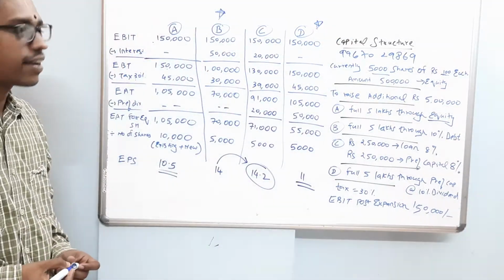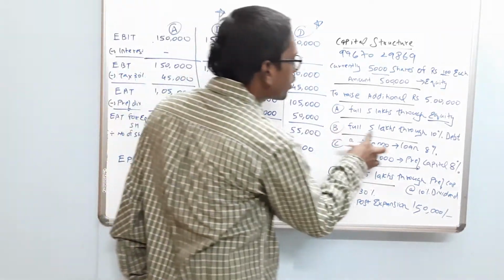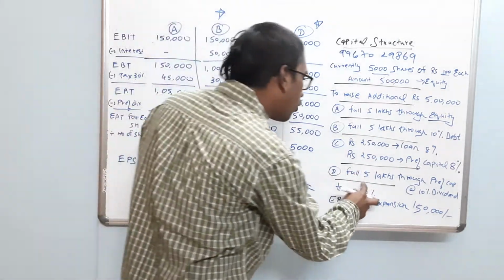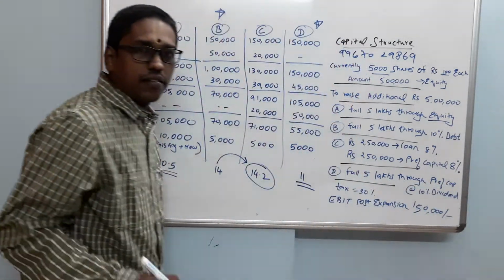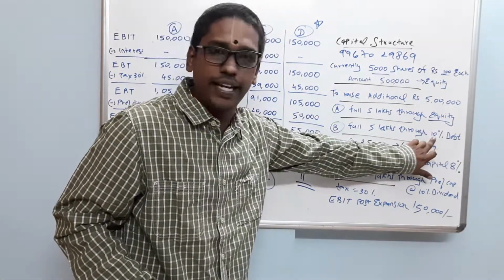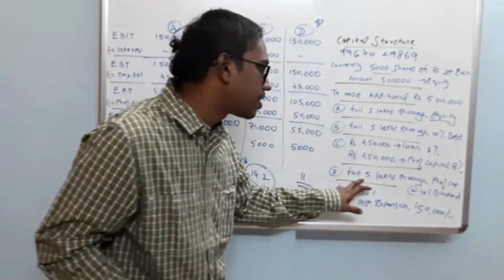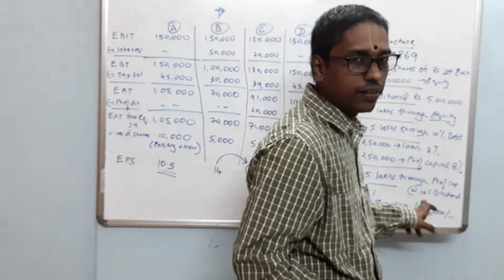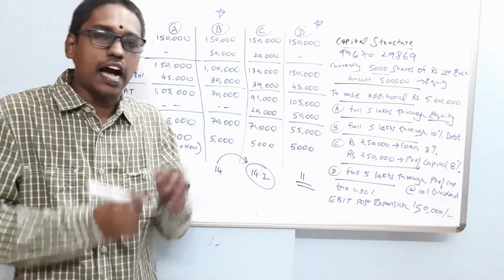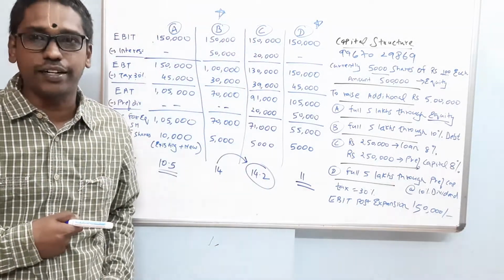There is some significant learning when we compare B and D. In B, we raise the full 5 lakhs through debt, and in D, we raise the full 5 lakhs through preference. What is interesting here is, on 5 lakhs you pay 10% interest on debt, and on 5 lakhs of preference capital you pay 10% dividend. So the cost is also the same, 10%, 10%. The amount is also the same, 5 lakh, 5 lakh, but the end result is something different.